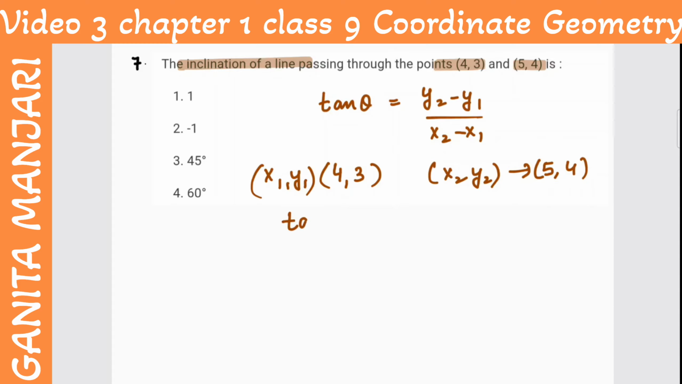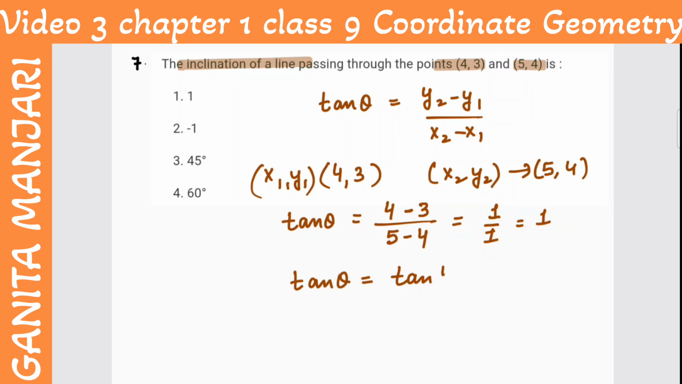So what is tan theta? Tan theta is equal to 4 minus 3 upon x2 minus x1, 5 minus 4. So it is equal to 1 by 1. So it is equal to 1. So tan theta is equal to 1, that is tan 45 degrees. So inclination theta is equal to 45 degrees. So that is the correct option.